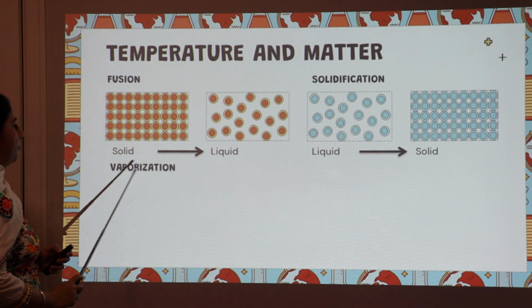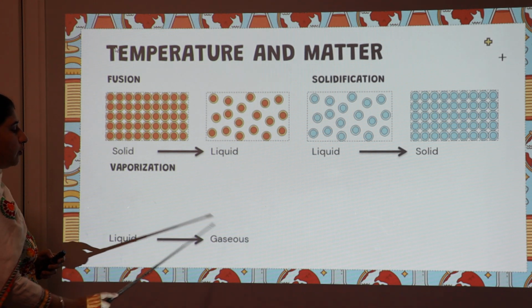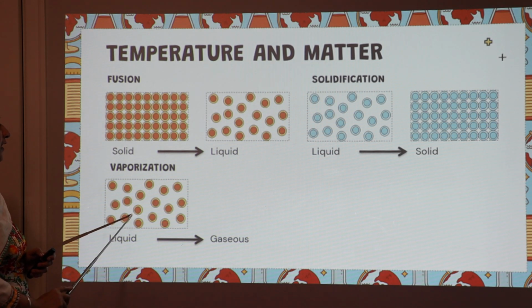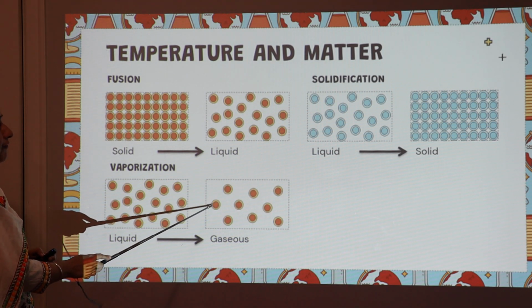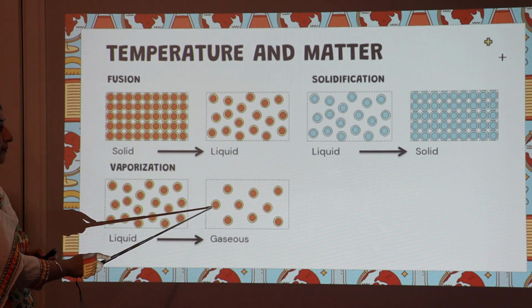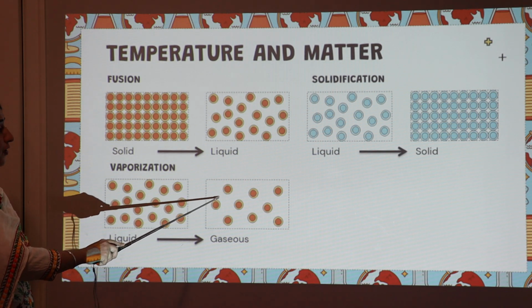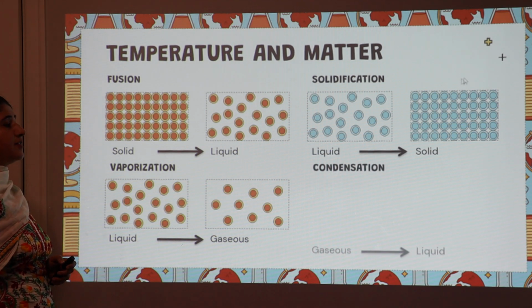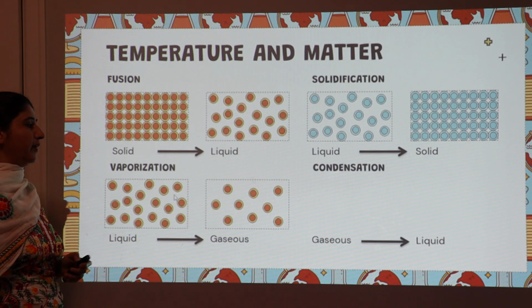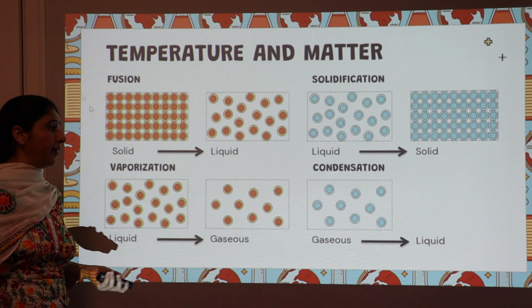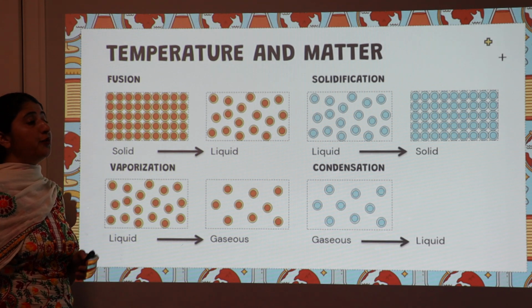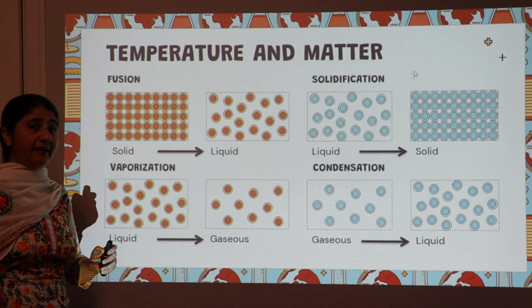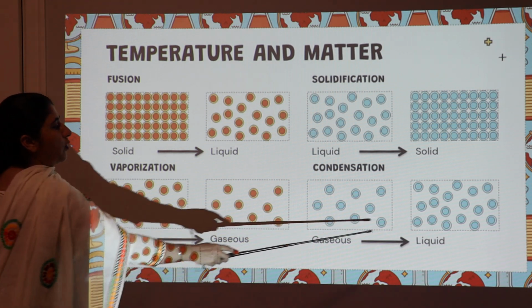The third one is vaporization, in which the liquid is converted into gas. So here we have particles in a liquid state. When converted into gas, they are very far away from one another, means there is very little force of attraction between these particles. And the last one is condensation, in which the gas is converted into a liquid. In a gas the particles are very far away from each other. When they are converted into a liquid, they come a little closer, means the empty spaces between the particles decrease during this conversion.